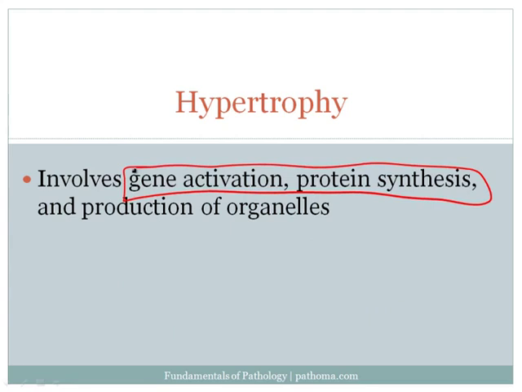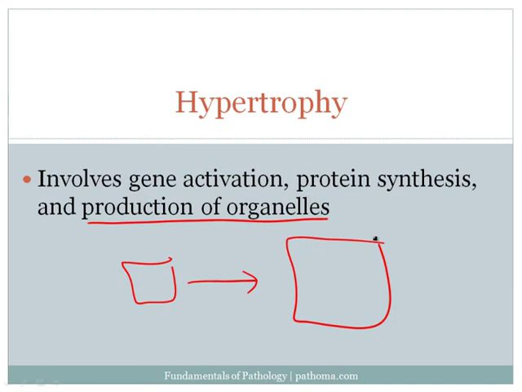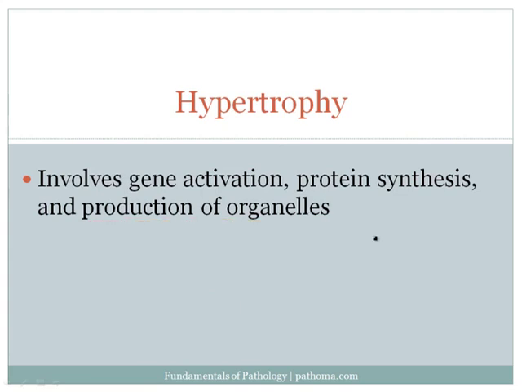Another important thing that will have to occur in hypertrophy is the production of organelles. If the cell is going to go from this size to this size, then it's going to need the organelles that are necessary for cellular function. For example, mitochondria are important for cellular function, and so you will need to increase the number of mitochondria in a cell if we increase its size. So production of organelles is also an important mechanism of hypertrophy, and both of these go hand in hand. So that's why I say here in your text that hypertrophy involves gene activation, protein synthesis, and production of organelles.